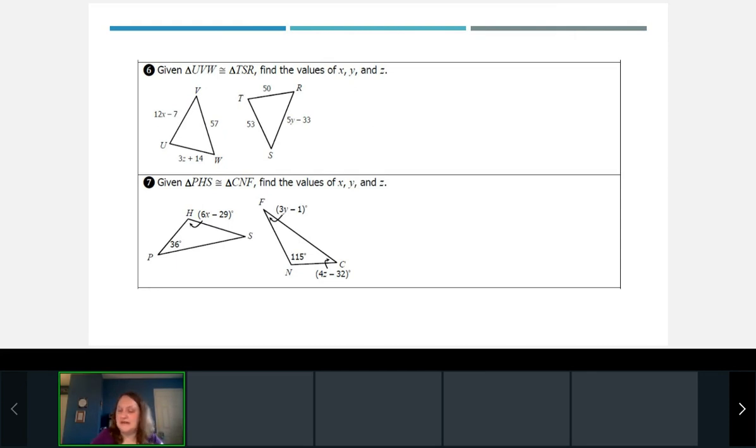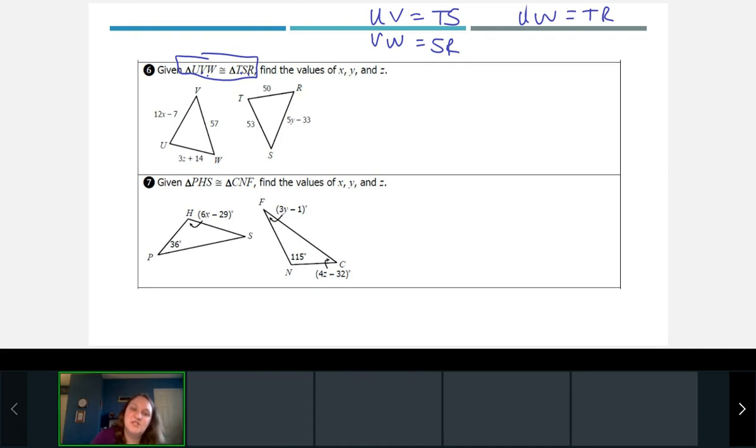If I were a student and I looked at this problem, I would want to know how am I going to set up my equations. So I would say, well, let's write up some equations that relate the sides, looking at the congruency statement. So UV has to be equal to TS. I'm getting those letters from the congruency statement. VW is equal to SR. And the other one, what do we got? UW is equal to TR.